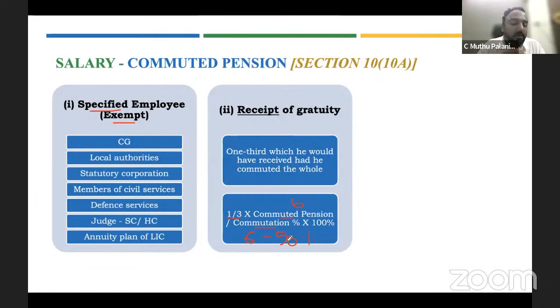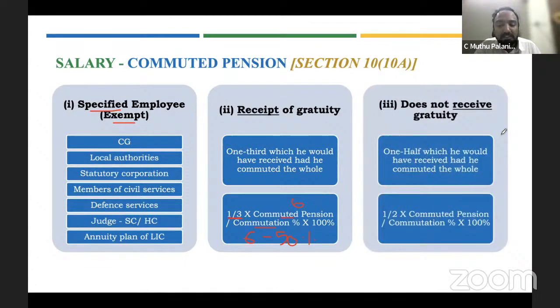So now automatically what is happening? Out of this 12 lakhs, 1/3 is exempt, not 6 lakhs, 12 lakhs. So 6 lakh is the pension I received. I'm converting that into full pension. So 6 lakh divided by 50% into 100 will give me 12 lakhs. In that 12 lakhs, 1/3, that is 4 lakhs, is exempt. Which means out of 6 lakh, 4 lakh is exempt, balance 2 lakh is taxable. So that is why you call it 1/3 of commuted pension had the whole amount been commuted. So I convert the received commuted into whole commutation, divided by 3. That is the formula.